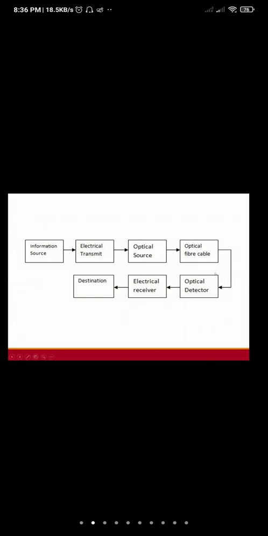Then sa receiver, eto na po yon. The optical detector and electrical receiver. Dito mangyayari yung transforming the signal back into its original form. So from the optical data, gagawin na siyang electrical signal kasi doon gumagana yung layman's equipment natin in voltage and current.